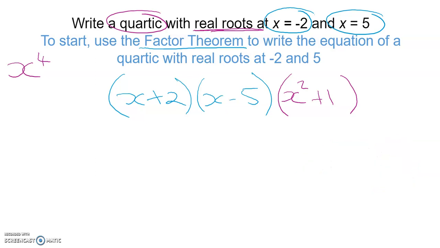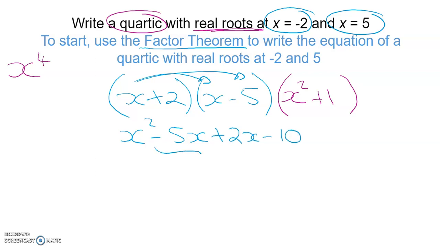And then it's just a matter of multiplying them out. So I'm going to start with the first two brackets. So I get x squared minus 5x plus 2x minus 10. I'm going to neaten this up because they are like terms. So I get x squared minus 3x minus 10. And this all has to be multiplied by our x squared plus 1.